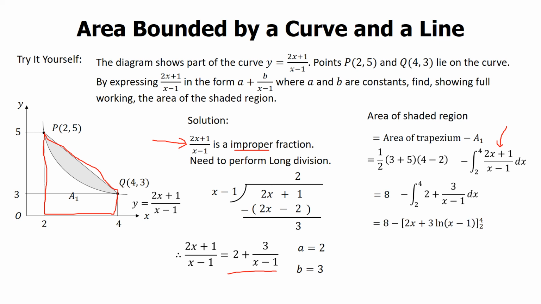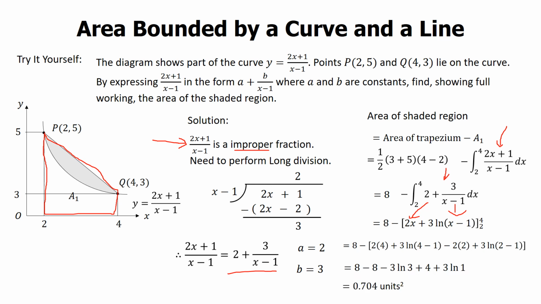Alright, then we can integrate 2, we get 2x. Integrate 3/(x - 1), we get 3 ln|x - 1|. Okay, so it becomes 8 minus [2x + 3 ln|x - 1|] from 2 to 4. Substitute the values, we get 8 minus [(2 times 4 + 3 ln(4 - 1)) minus (2 times 2 + 3 ln(2 - 1))]. And we calculate everything, we get the answer is 0.704 units squared.